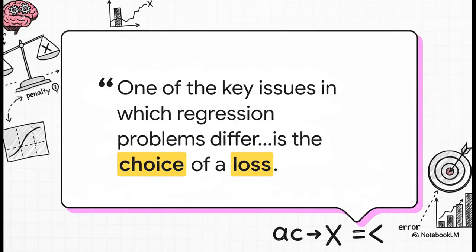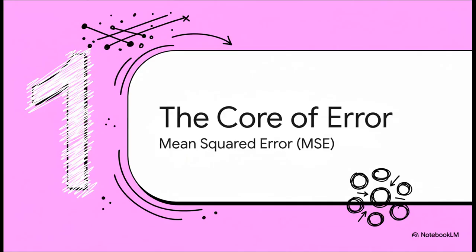This quote really hits the nail on the head. The choice of a loss is everything. Now, loss sounds a bit technical, but all it really means is how do we penalize our model for being wrong? It's a way of scoring the error, and picking the right scoring system is absolutely crucial. Okay, so where do we start?